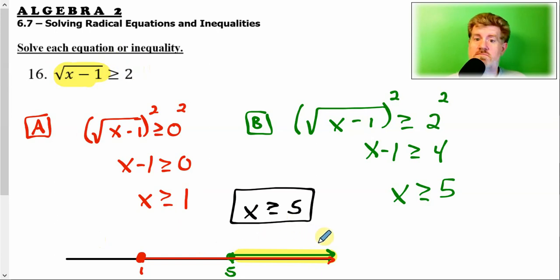Any number bigger than 5 should work. Let's try 10. 10 is definitely bigger than 5. 10 minus 1 is 9. The square root of 9 is 3. Is 3 greater than 2? Yes. So it's any number greater than or equal to 5.